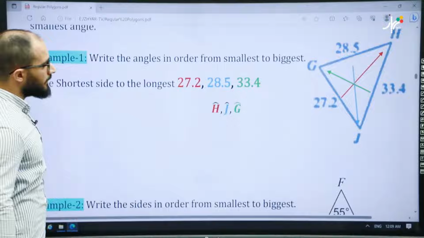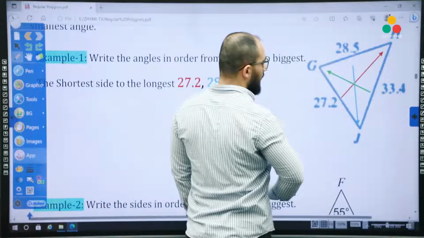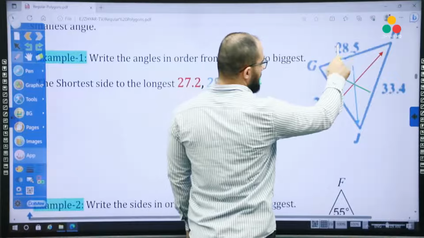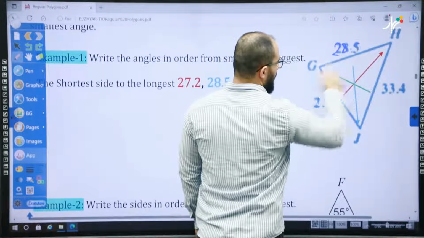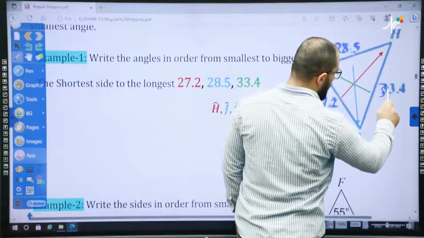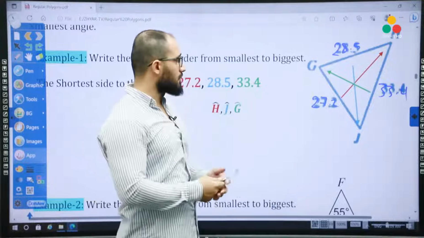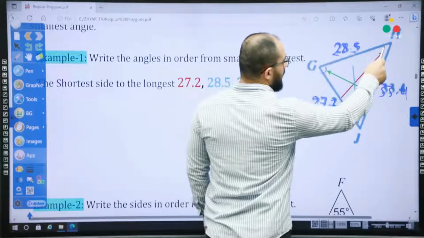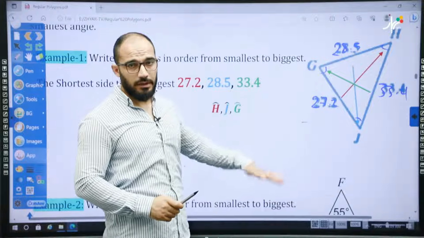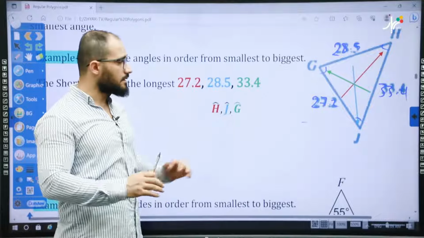Look at here, we have a triangle. It is GHJ, okay? And the length of each side is given. That side is 28.5, that side is 27.2, and here is 33.4. We are going to order the angles from least to greatest. What are the angles? We have angle G, angle H, and also angle J. How do we know which angle is the smallest?